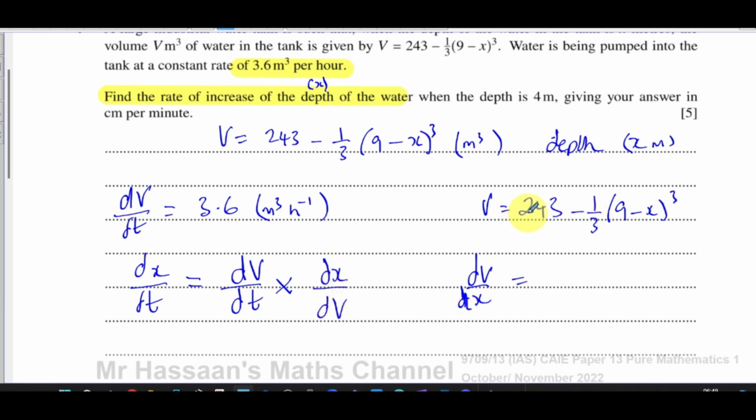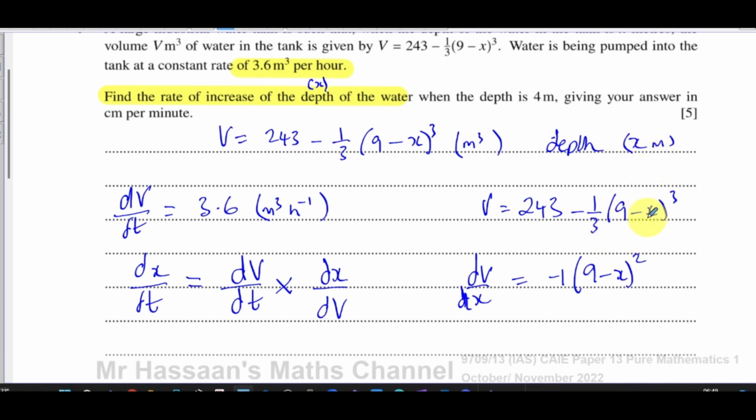So when I differentiate 243 minus 1/3 times (9 minus x) to the power of 3 with respect to x, the 243 will become 0. I'll have 3 times minus 1/3, which is minus 1. Then I'll have to take 1 from the power of the bracket. But remember, we have to use the chain rule because you have a function inside a function.